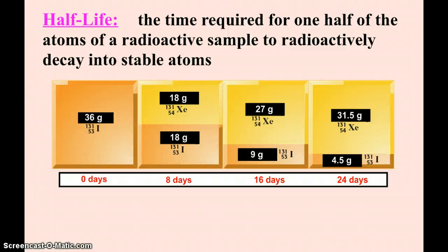Another important aspect of nuclear chemistry is this concept of half-life. And as you see here, it's the time required for half of the atoms of a radioactive sample to radioactively decay and become stable. And the half-lives of these radioisotopes are measurable and pretty set in stone. They occur at a definitive rate.